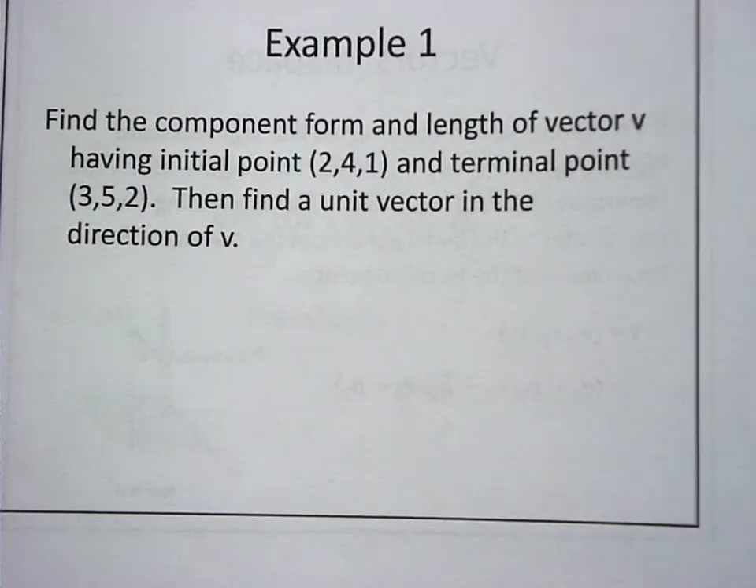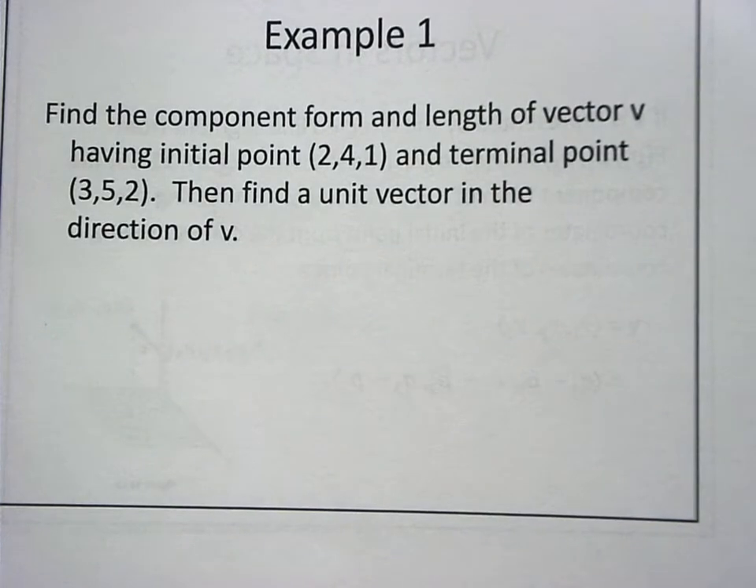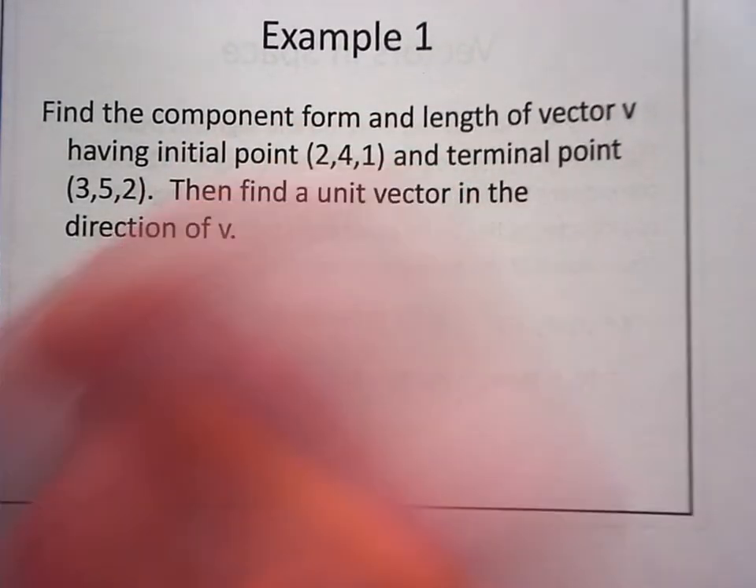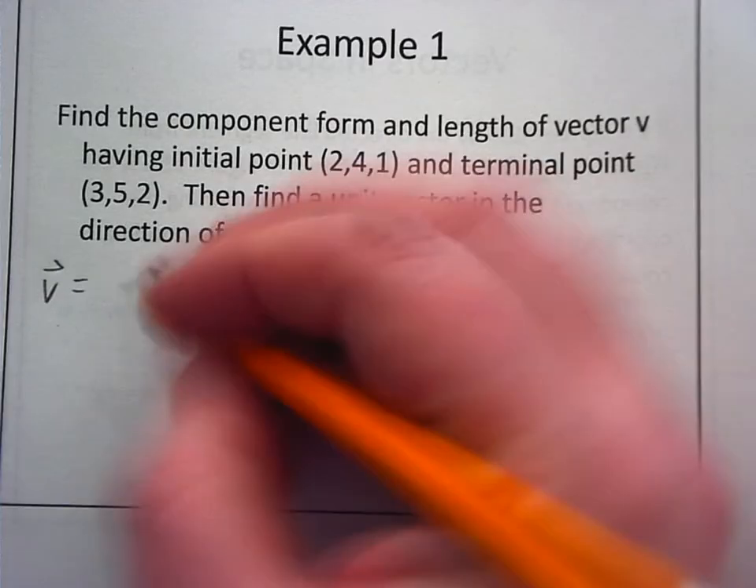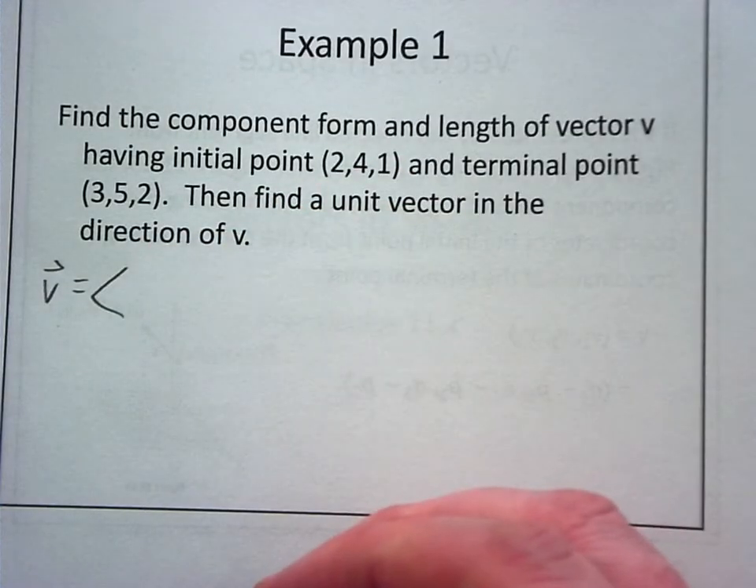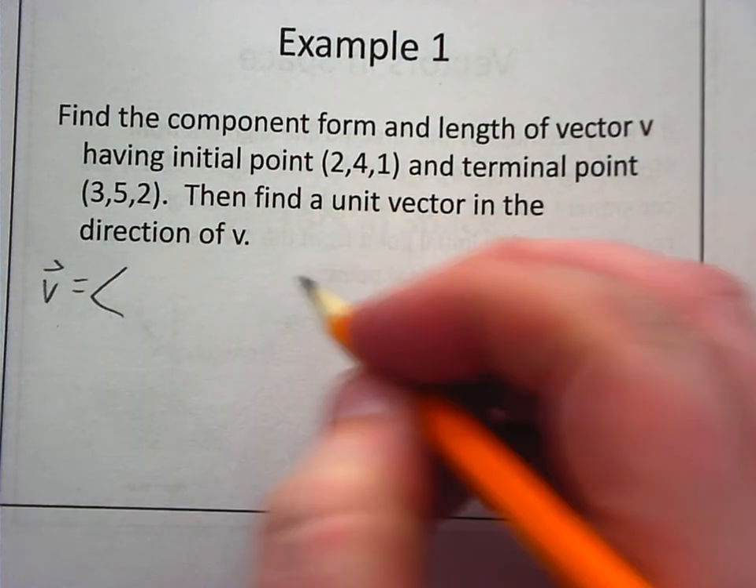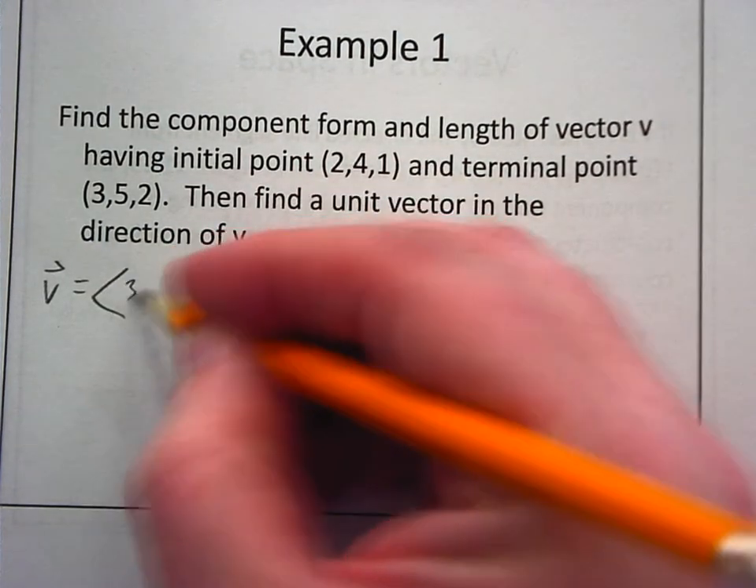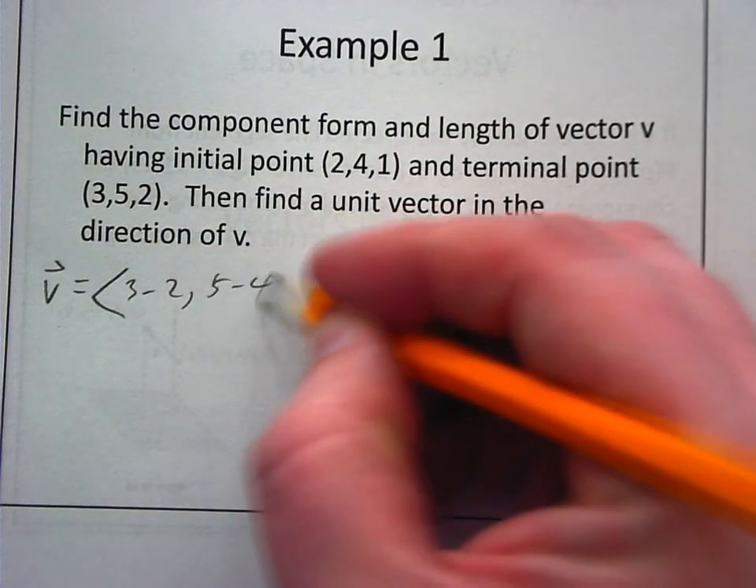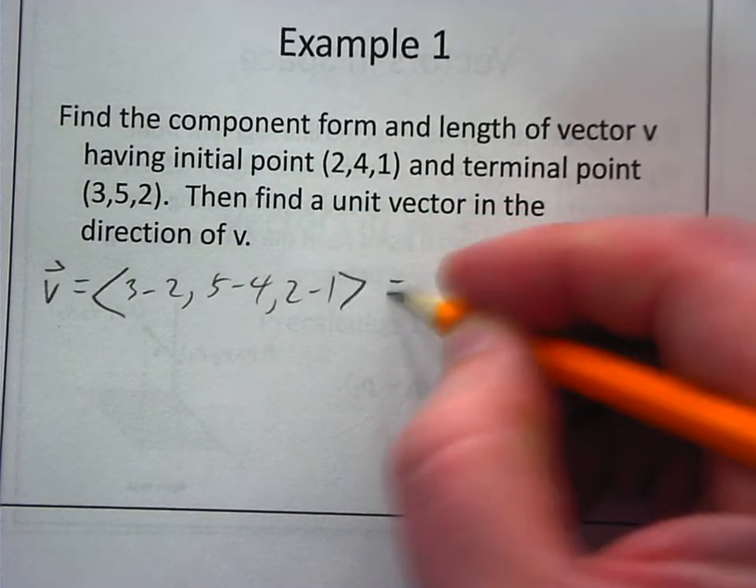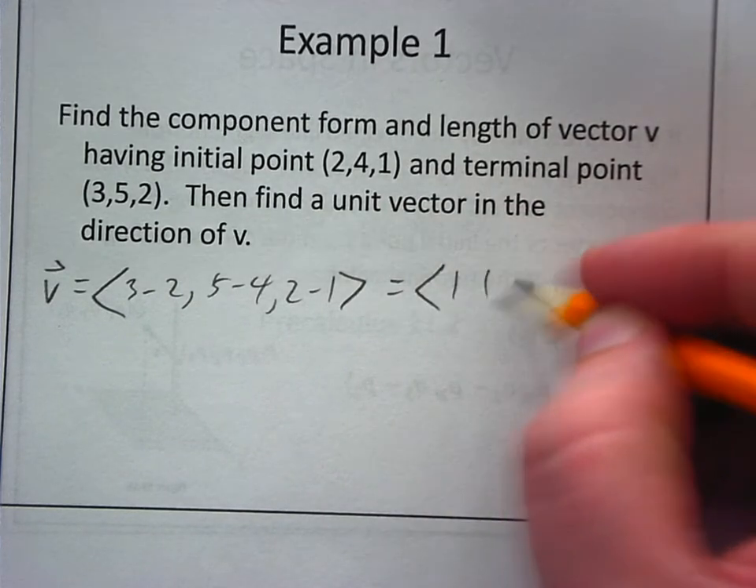Find the component form and the length of vector v with initial point at 2, 4, 1, terminal point 3, 5, 2. So how do I do it? Yeah, just subtract them. So I'm going to make the vector v, well, in here, which one am I going to subtract from which? Yeah, the 2, 4, 1 from the 3, 5, 2. So 3 minus the 2, 5 minus 4, 2 minus 1. Giving you what? 1, 1, 1.